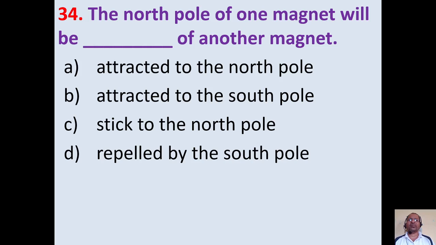The north pole of one magnet will dash dash of another magnet. If two north poles are given, there will be force of repulsion. So we say that the north pole of one magnet will be repelled by another north pole, and it will be attracted towards the south pole of another magnet. The important property we consider here is that like poles repel each other, whereas unlike poles attract each other. So north pole of one magnet will be attracted to the south pole of another magnet.